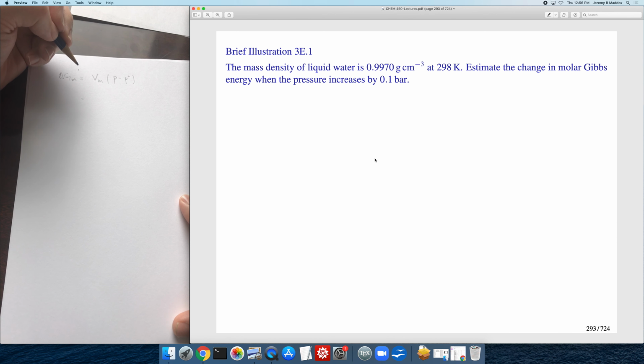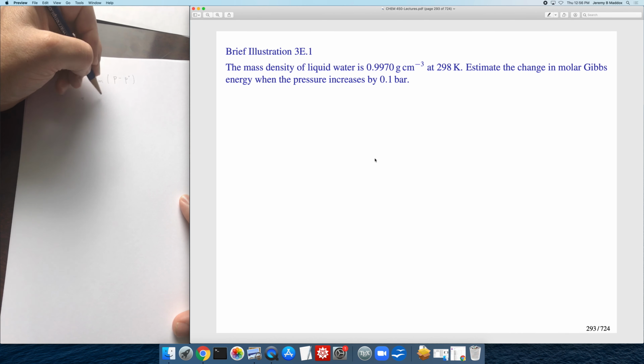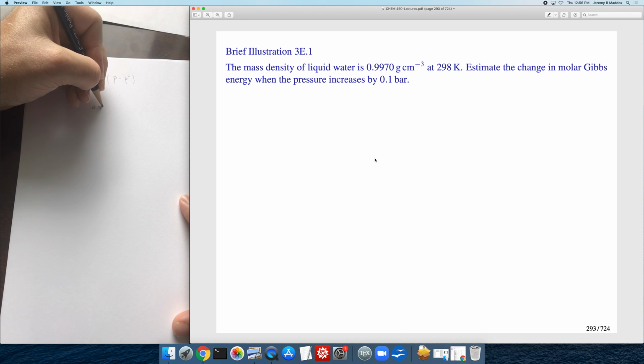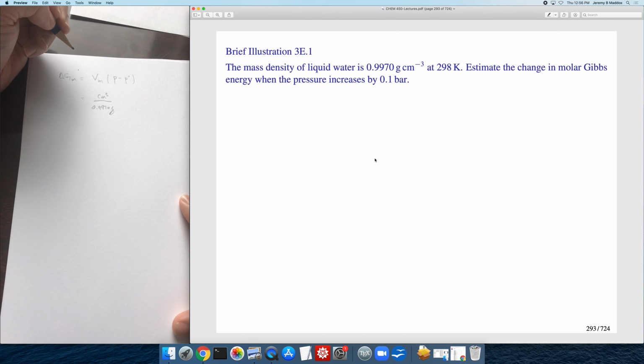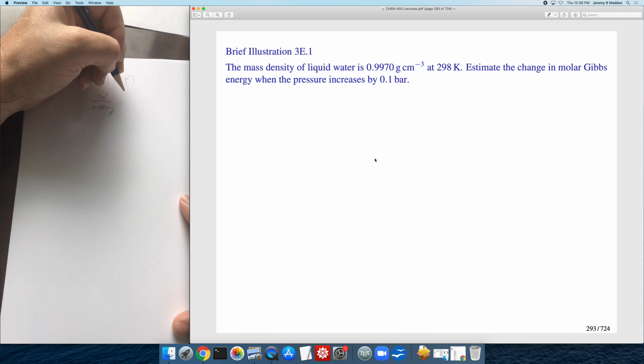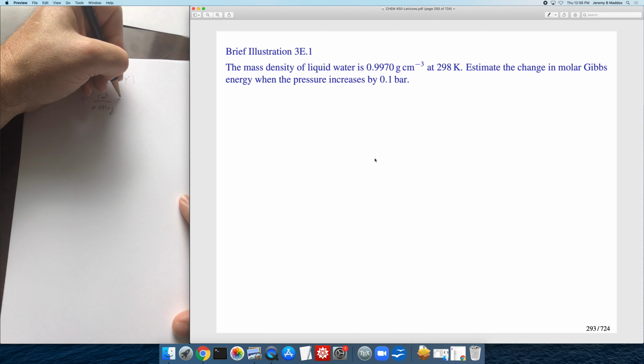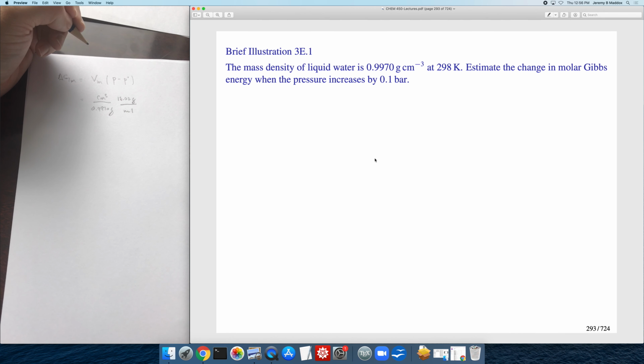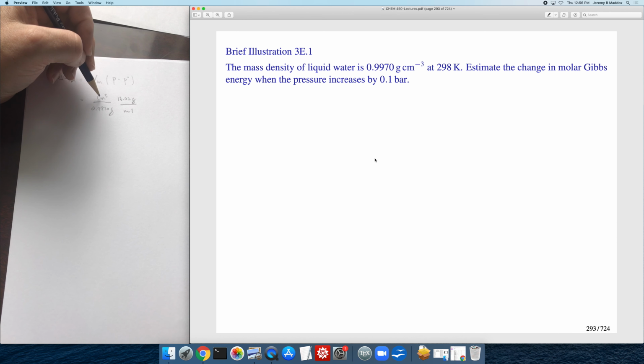They give us the mass density, not the molar density. So what we want to do is divide by the mass density, so this will be 0.9970 grams per cubic centimeter. And then we want the molar volume, so I'm going to multiply by the molar mass of water, 18.02 grams per mole. And then we want to convert cubic centimeters to, what unit do we want? Let's convert it to liters.